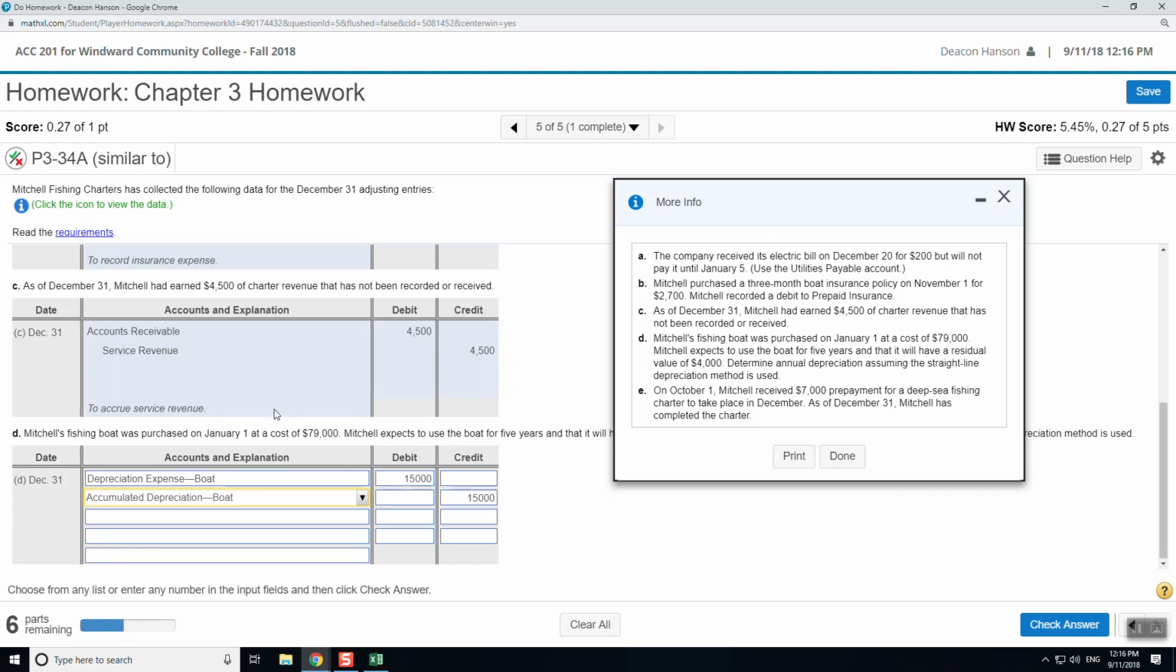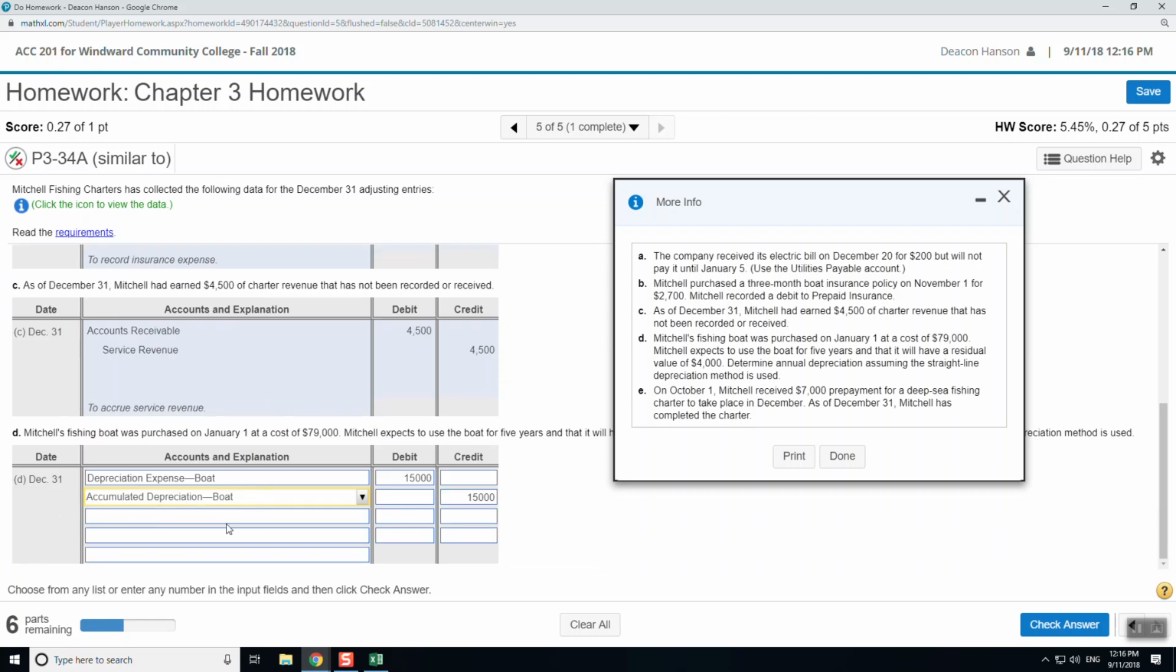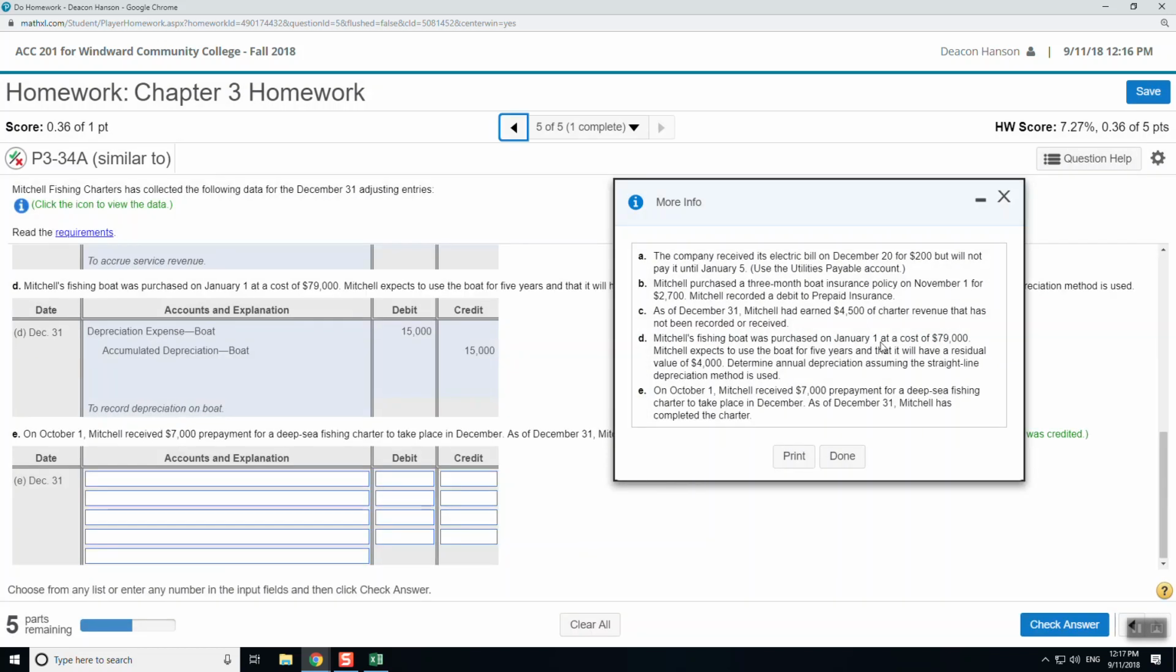It's really almost exactly the same adjustment as we did for prepaid insurance. It's just that we're using a different account to show the reduction. And we're going to say to record depreciation on boat. I think this is the last adjusting entry. Okay. Let's see.